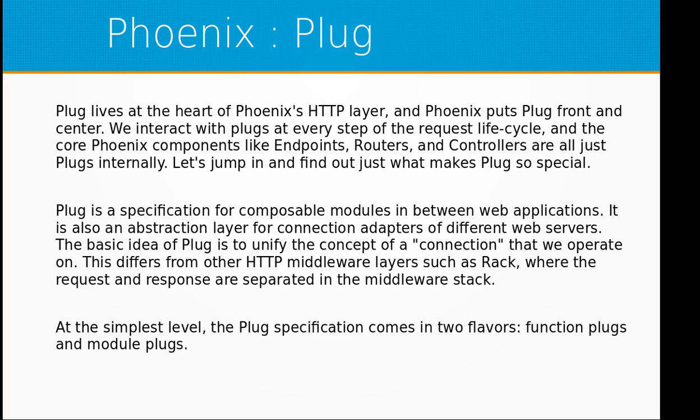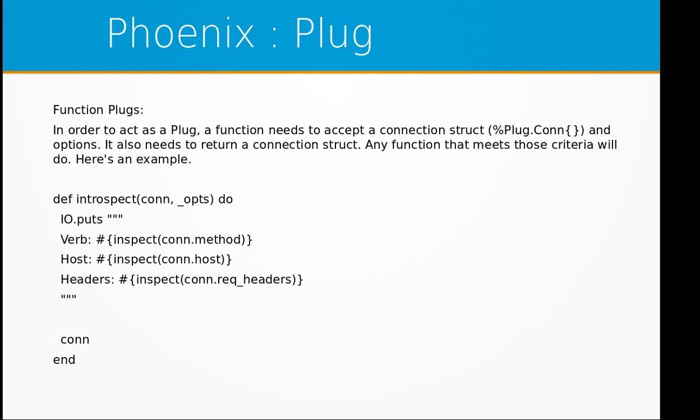Plug is a specification for composable modules between web applications. It is also an abstraction layer for connection adapters of different web servers. The basic idea of Plug is to unify the concept of a connection that we operate on. This differs from other HTTP middleware layers such as Rack, where the request and response are separated in the middleware stack. At the simplest level, the Plug specification comes in two flavors: function plugs and module plugs.